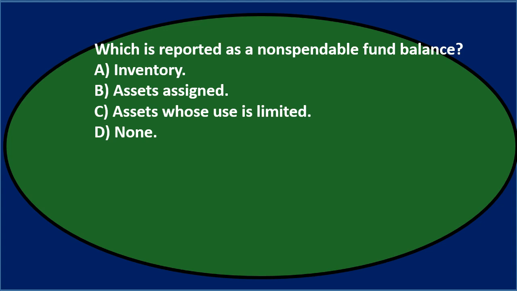Next question. Which is reported as a non-spendable fund balance? Either A, inventory, B, assets assigned, C, assets whose use is limited, or D, none. Let's go through this again using the process of elimination. Which is reported as non-spendable fund balance?